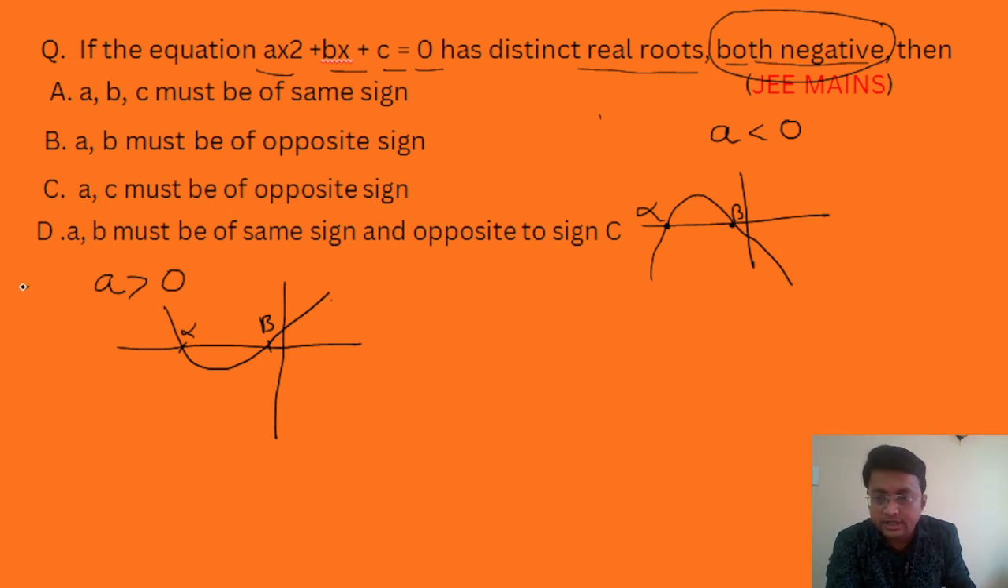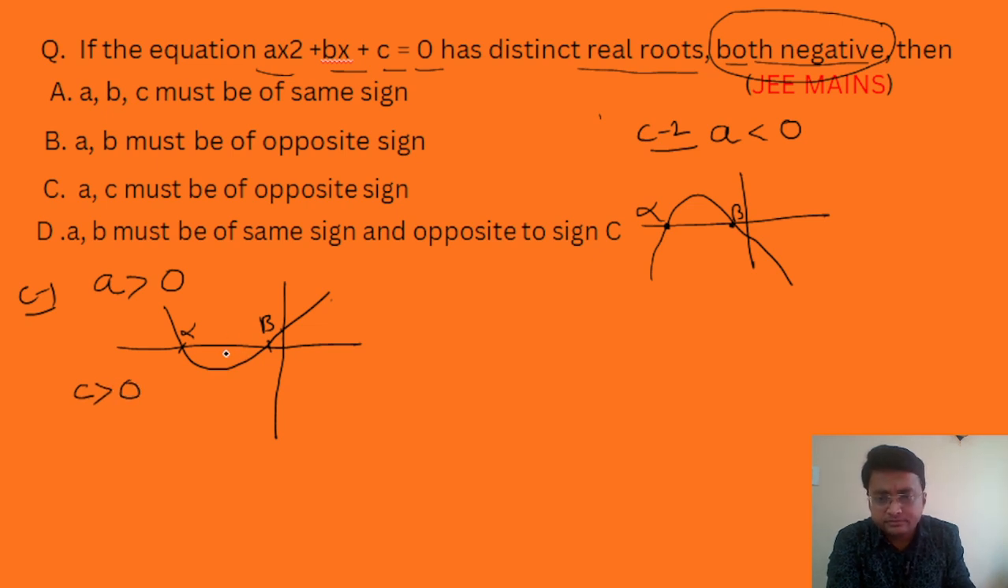In case 1, let's write here case 1 and here case 2. So here in case 1, a is positive and c is also positive. You can see this curve cuts the y-axis at this particular point, and this point is above the origin, so c will also be positive.